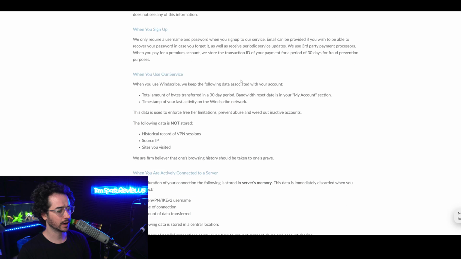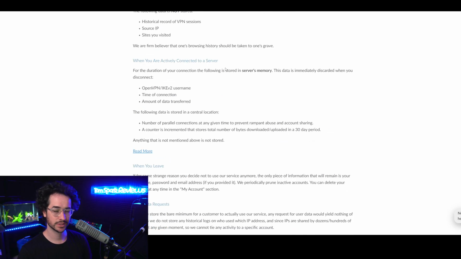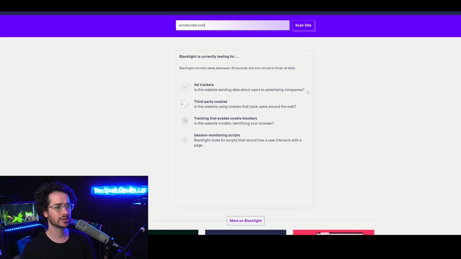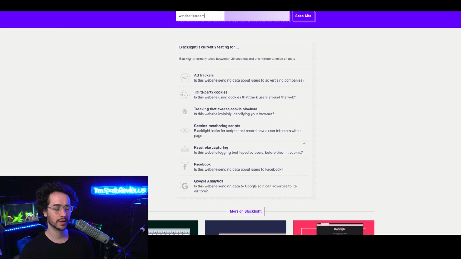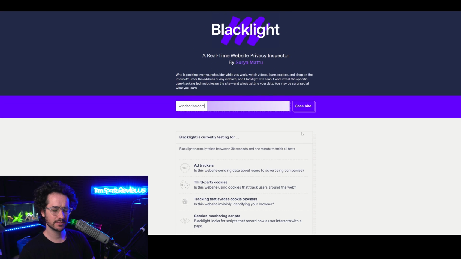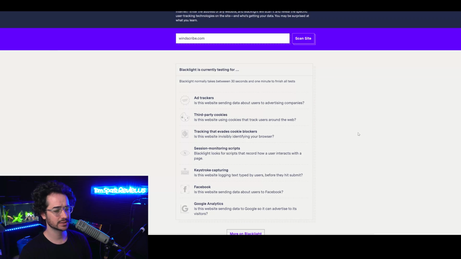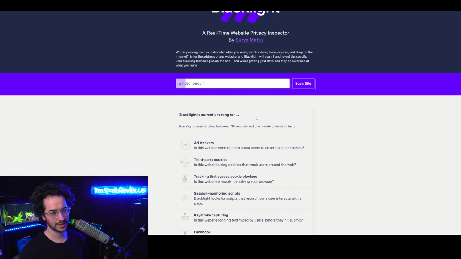They also don't really require that many logs or anything concerning when using their service, which is good. So looking up Windscribe on the Blacklight Test, this is a website that analyzes a website to see what kind of trackers, third-party cookies, session monitoring scripts, keystroke capturing, or any links to Facebook and Google there are. For some reason, Windscribe's website doesn't work with Blacklight. They seem to be aware of the issue, but for some reason don't really care enough to figure out why this is happening. So that's kind of on them. They're not going to be able to pass the Blacklight Test for this.